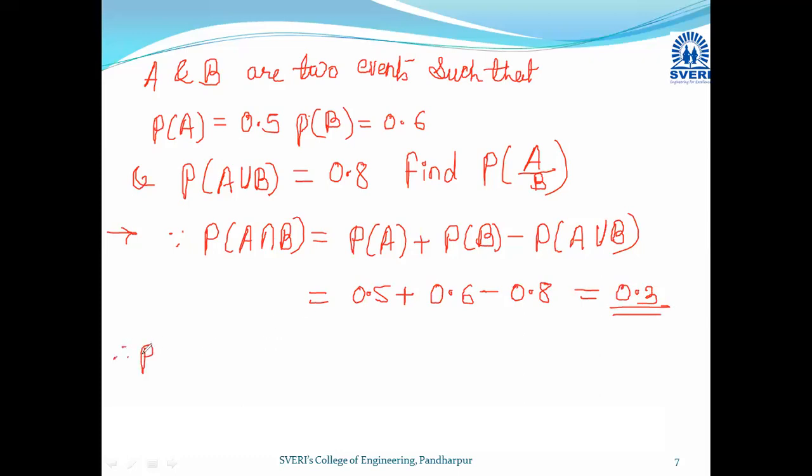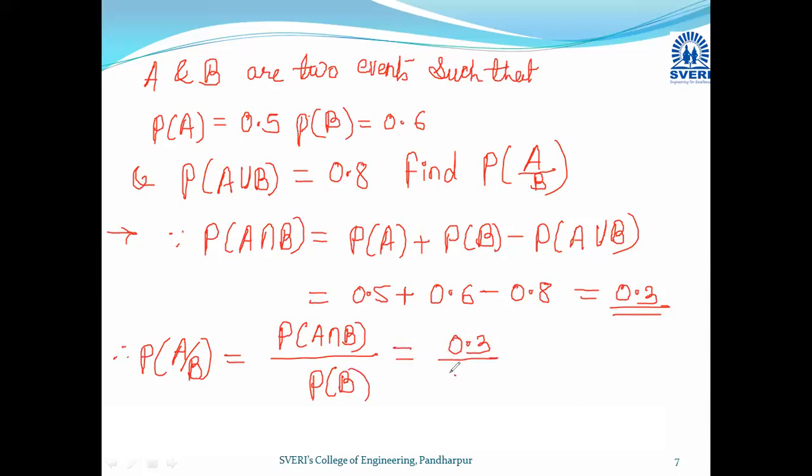Now we are finding out P of A by B, probability of A by B, event A by B is equal to probability of A intersection B divided by probability of B, which is equal to 0.3 divided by 0.6, which is equal to 1 upon 2. So here we are getting that probability of A by B.